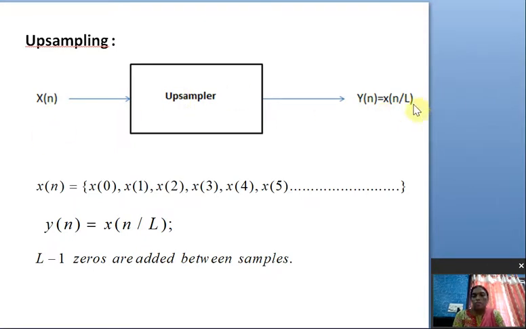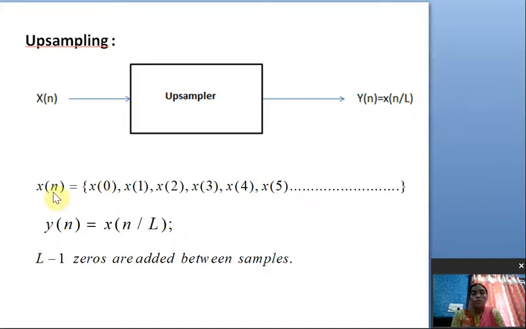That means x of n by L, here the sampling rate is increased. If it is x of n into L, that means the sampling rate is decreased. Now y of n is equal to x of n by L, or x of n by I. You may use I also here. Now here y of n is equal to x of n by L.